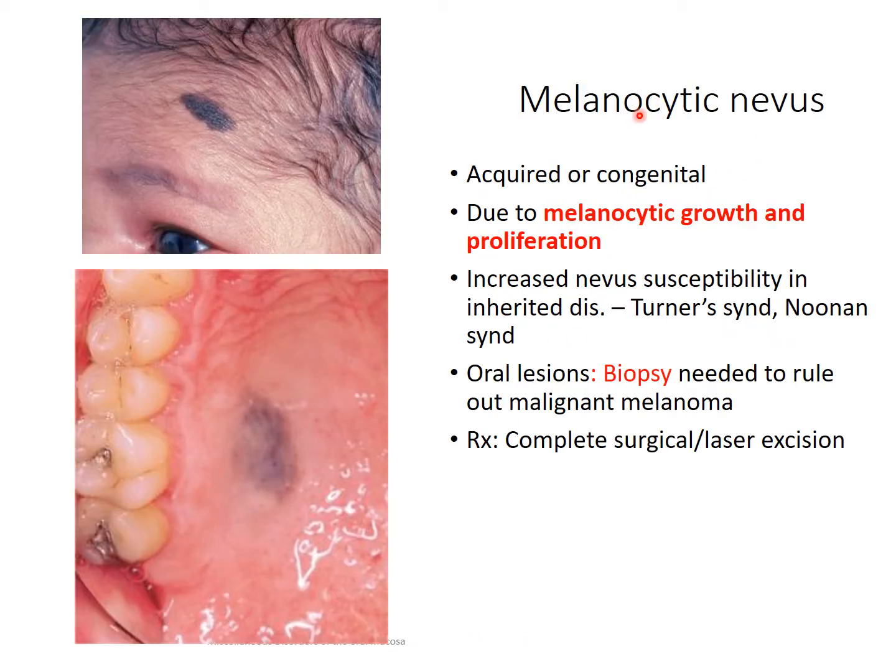Next is the melanocytic nevus. The term nevus generally gives you an understanding that it's probably a mole or present since birth. These could be acquired or congenital. And generally nevi are due to melanocytic growth and proliferation. Increased nevus susceptibility is seen in inherited diseases like Turner's syndrome and Noonan syndrome. Here you can see a child with a nevus on the forehead and an intraoral nevus as well.